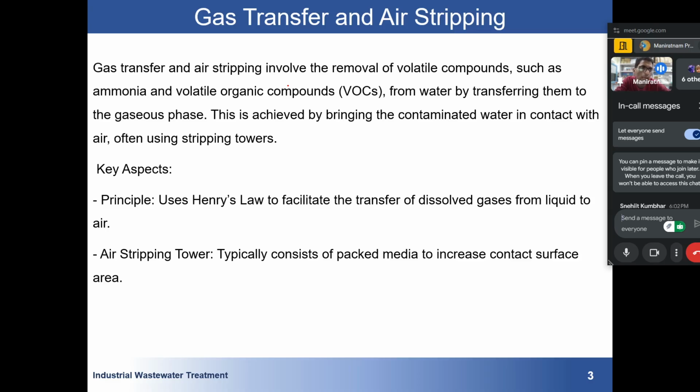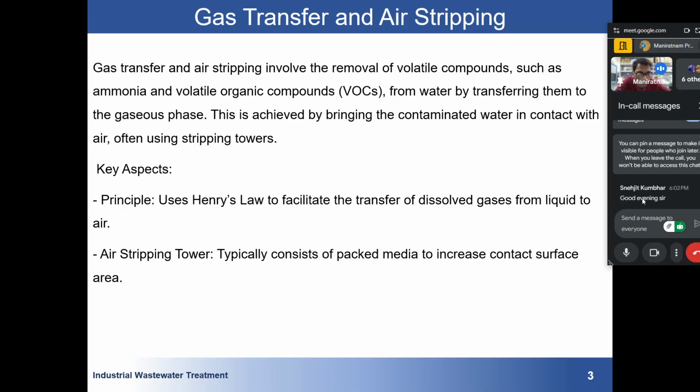There are certain processes which govern how these dissolved gases, the gases which are mixed in water, can be removed. I am assuming that you have already watched the video, so you will be able to recap these things easily. If you have not gone through the video, no problem. Just be here, and you will get some idea of what we are discussing and what type of problems we will be solving.